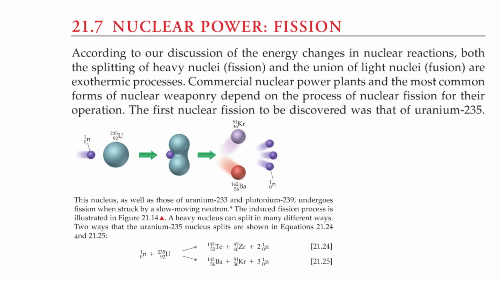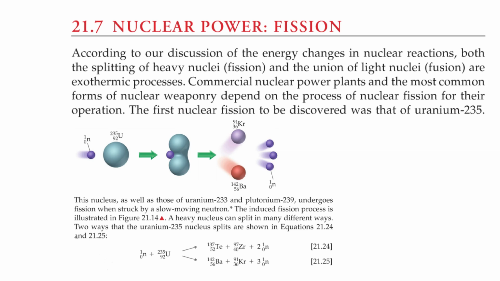Section 21.7, Nuclear Power, Fission. According to our discussion of the energy changes in nuclear reactions, both the splitting of heavy nuclei, fission, and the union of light nuclei, fusion, are exothermic processes.